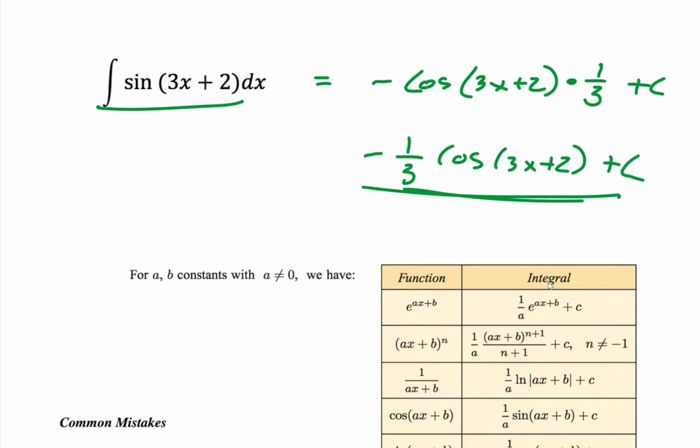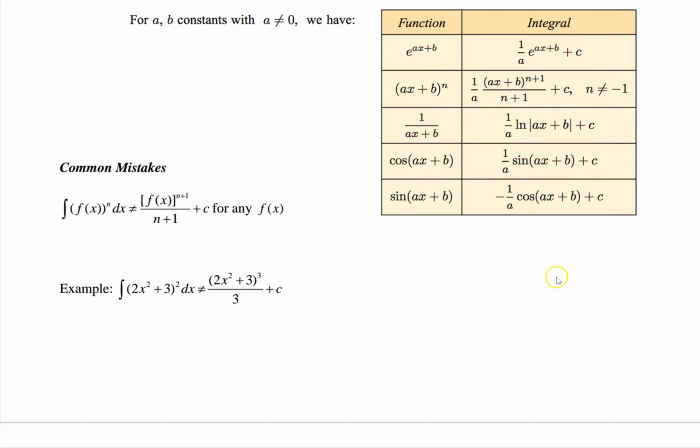To sum up, we have stuff like this. If it's an e, you just want to copy it and divide by the derivative of the inside. If it's a power rule, just do a chain rule. Add 1 to power, divide by new power, then divide by derivative of the inside. If it's 1 over something, it's a natural log. And cosine and sine are the basics.